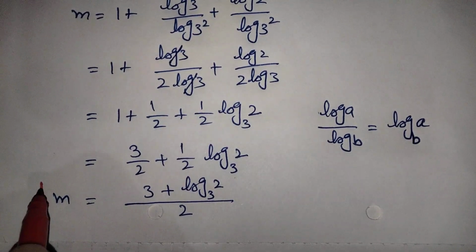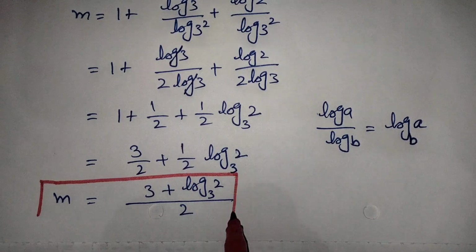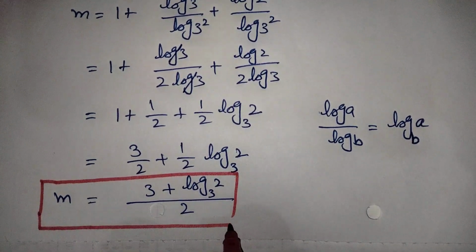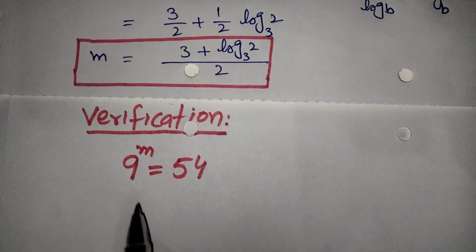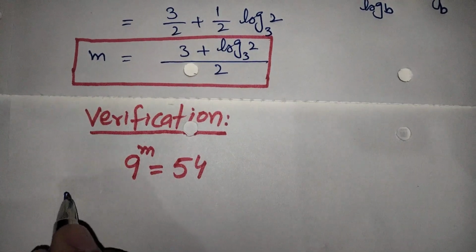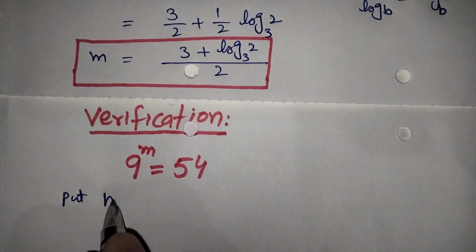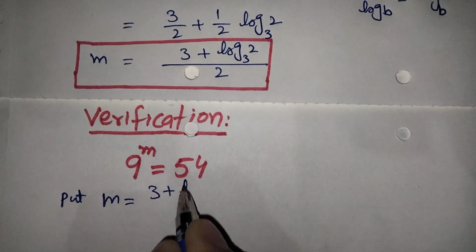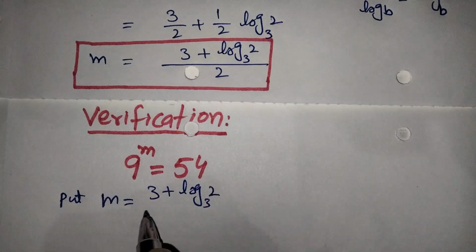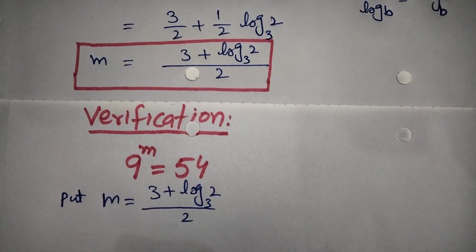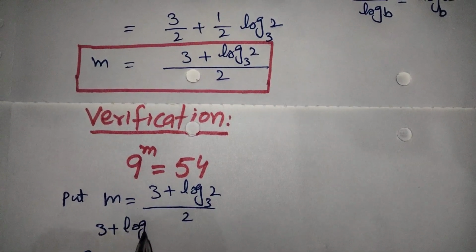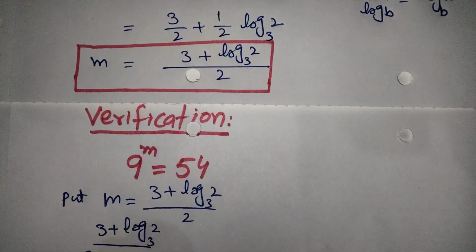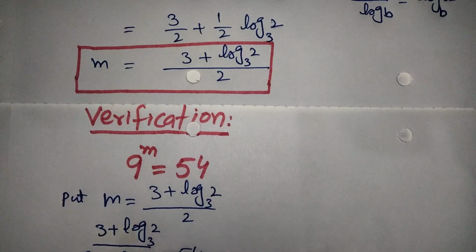Now we will check the validity of this solution, whether it is correct or not. To check the validity we will write the given equation again, this is the given equation. Now we will put this value of m in this equation. Put m is equal to 3 plus log of base 3 and argument 2 over 2 in the above equation, and we will get 9 raised to power 3 plus log of base 3 argument 2 over 2 is equal to 54. Now we will simplify this equation.